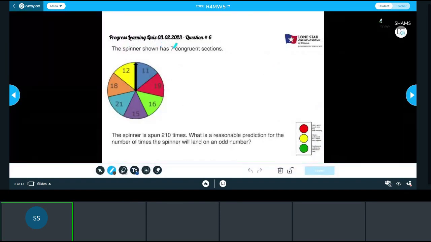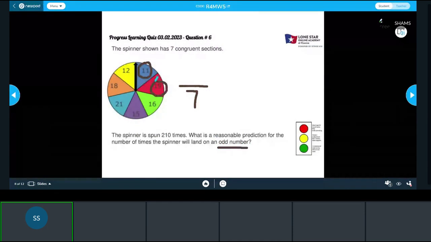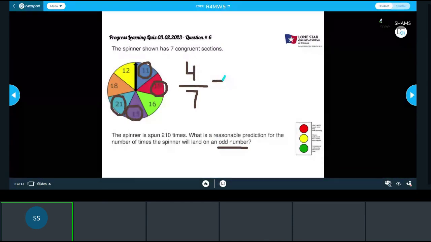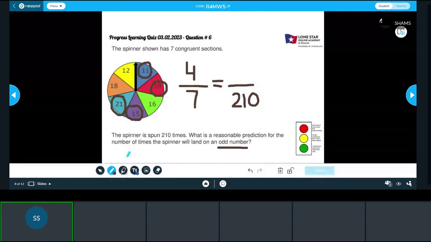The spinner shown has 7 congruent sections. 1, 2, 3, 4, 5, 6, 7. The spinner is spun 210 times. What is the reasonable prediction for the number of times the spinner will land on an odd number? There are 7 sections. Odd numbers are 1, 3, 5, and 7, so 4 out of 7. So if the spinner is spun a total of 210 times, how many times can I expect it to land on odd numbers?